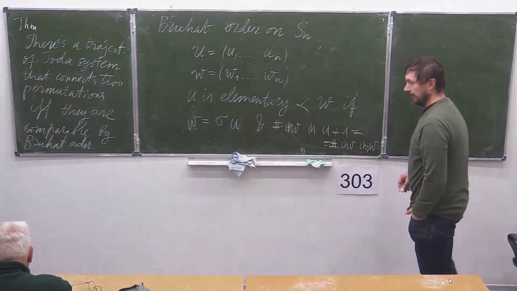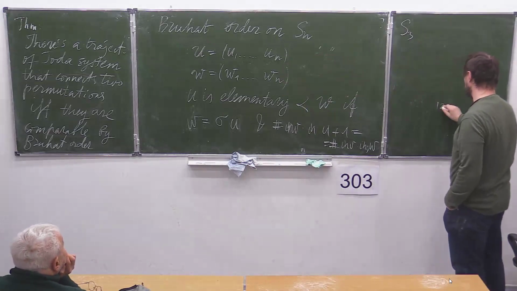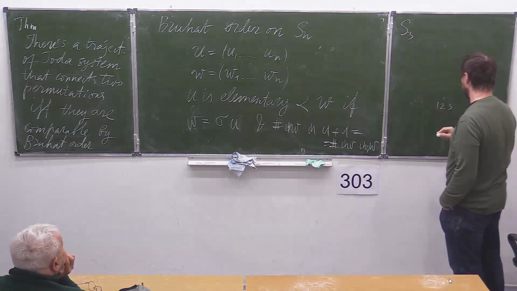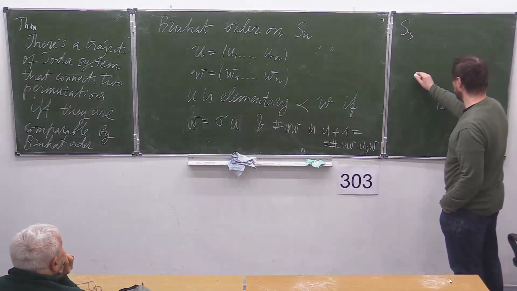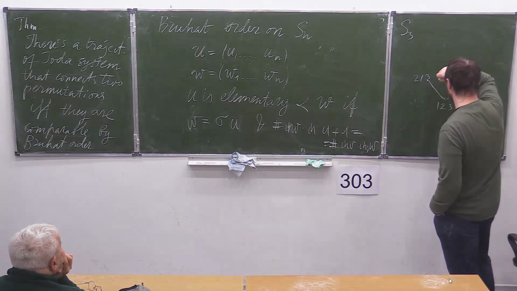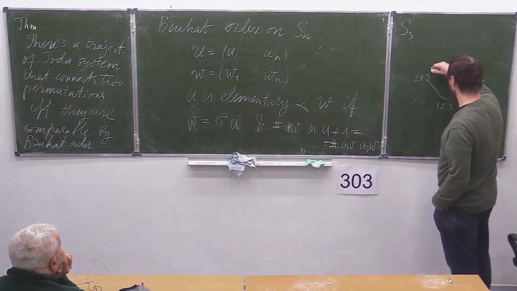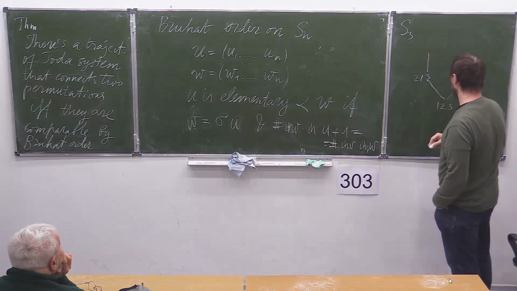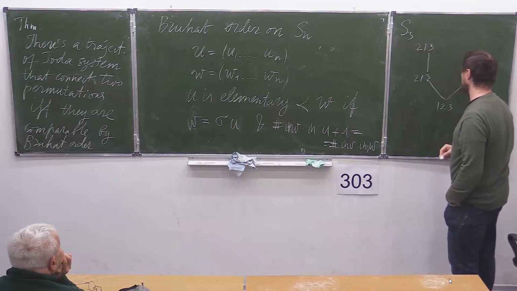So for instance, in case of S3, you have the following diagram of this order. Have the initial, then you change the order of 2 and 3. Then you can change the order of 3 and 1. 2, 1, 3. Oh, sorry, 2, 3, 1.